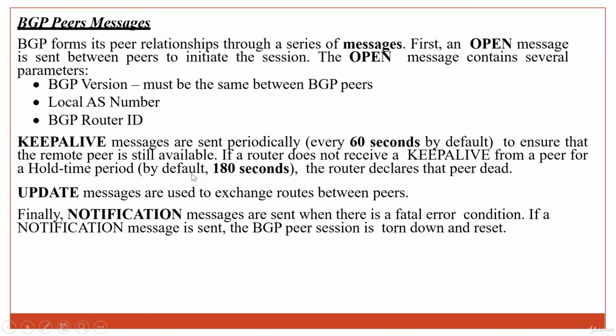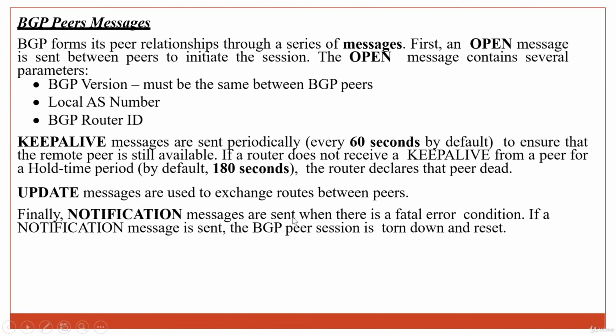Then you have the keepalive. Keepalive is something like you are sending the keepalive message to your neighbor to check whether you are alive or not. In BGP, by default, it sends that keepalive message every 60 seconds. 60 seconds times 3, that is 180 seconds, is the hold down timer. So after 3 keepalive messages, if you are not getting a response, that means your BGP neighbor is dead. You will mark this as dead with the help of a notification message.